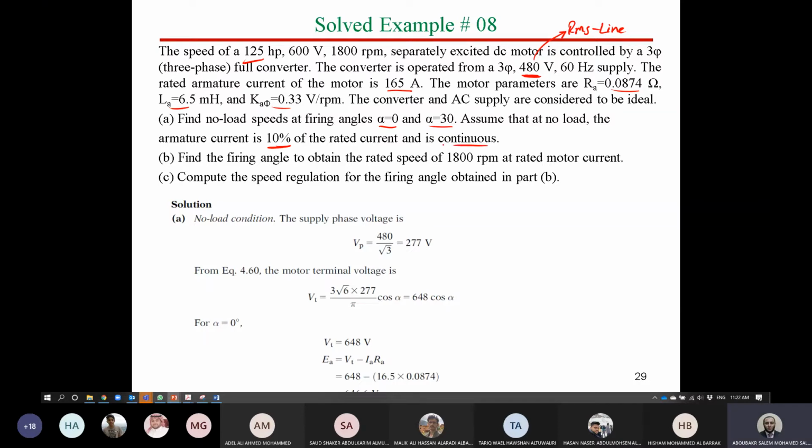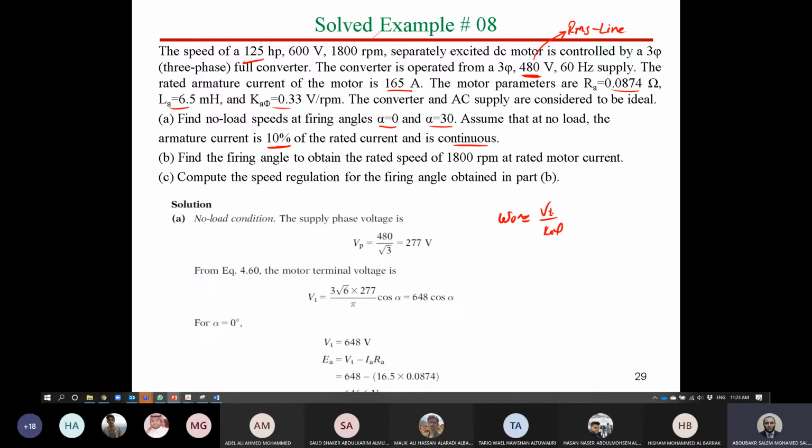Okay, so for now, how can we get the no load speed? You know the relation of the no load speed. What is the relation of no load speed, if we consider the current as 10%? Who can join us? Relation of no load speed. Omega no load equals V terminal over K phi. Is it right? Yes, this is an approximated solution.